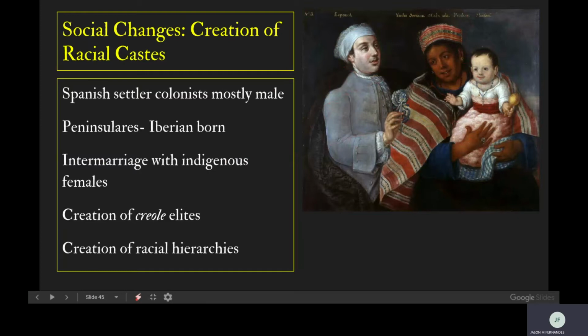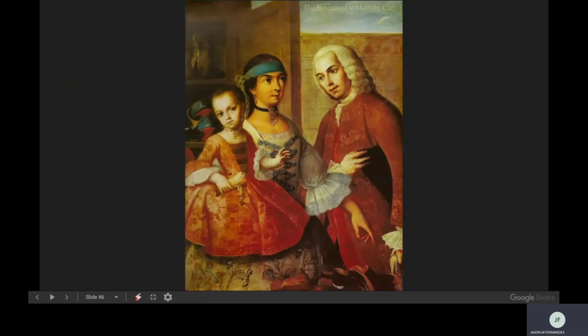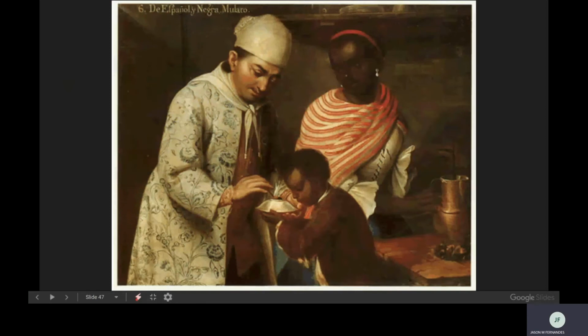I think I have a couple more images in here. Yeah, so these are some we looked at in class too, right? Really weird sets of paintings, right? Really interesting artifacts.